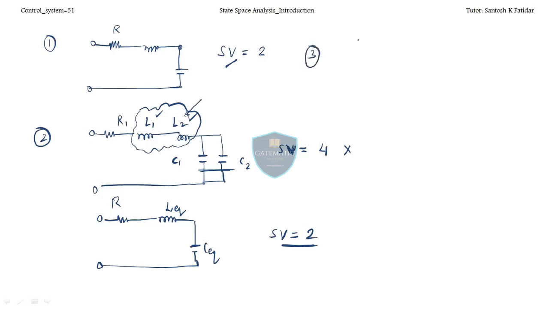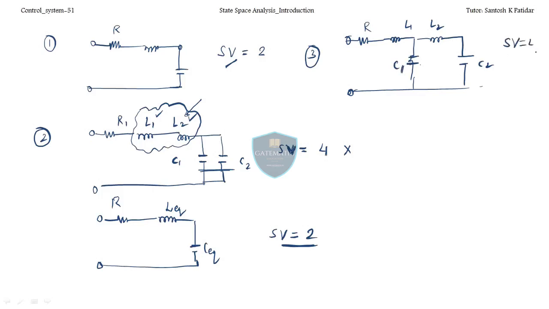Now the third circuit I'm taking. In this third circuit you have an inductor over here, again an inductor and a capacitor, like this. Now if you have this circuit, you cannot resolve L1, L2, C2, and the capacitor I'm taking C1. Now you cannot resolve this circuit. So here I'll have 4 state variables. Okay. So here you will definitely get a fourth order differential equation. Okay friends. So this will affect the system and you will have only the 4 state variables.